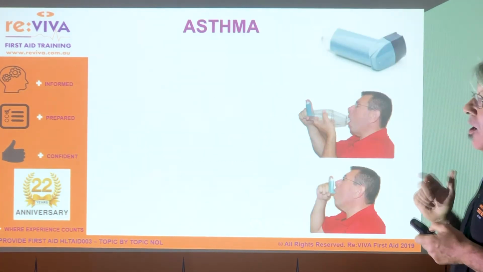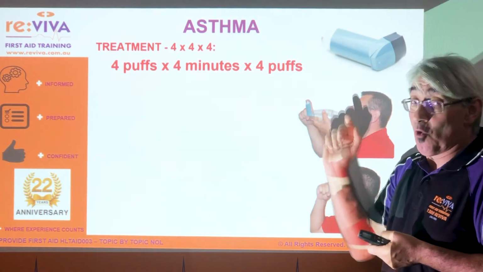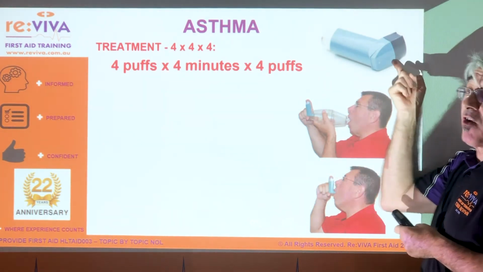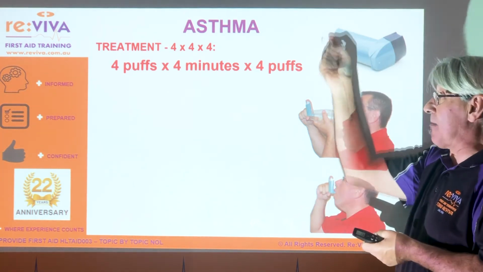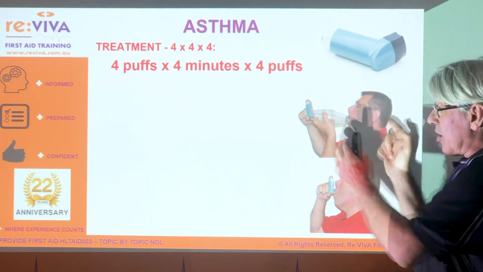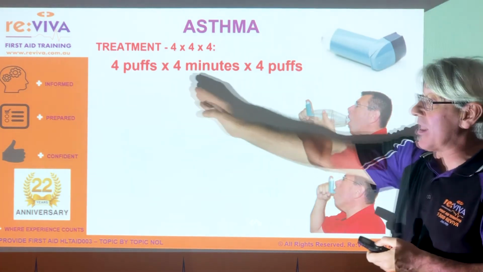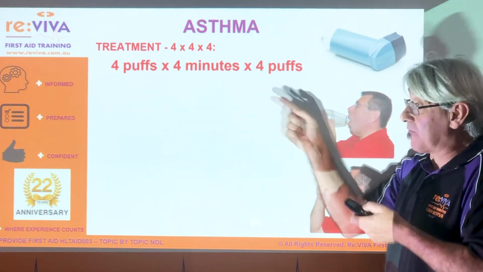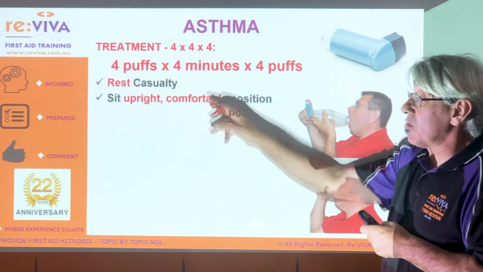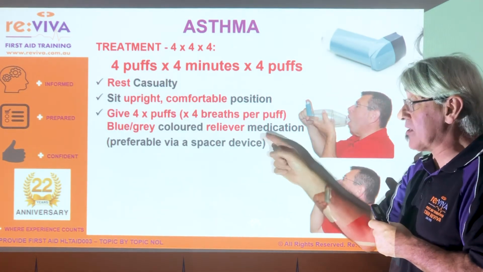Now, what do we do? We're about to show you a video of what is called the 4x4x4. Now, we use what's deemed a reliever medication in an asthma attack. These are typically coloured blue, and we can either go straight into the mouth or via a spacer device. So we give 4 puffs, we wait 4 minutes, and then give another 4 puffs if necessary. We'll sit the person upright and comfortable. We'll give the 4 puffs of the reliever.